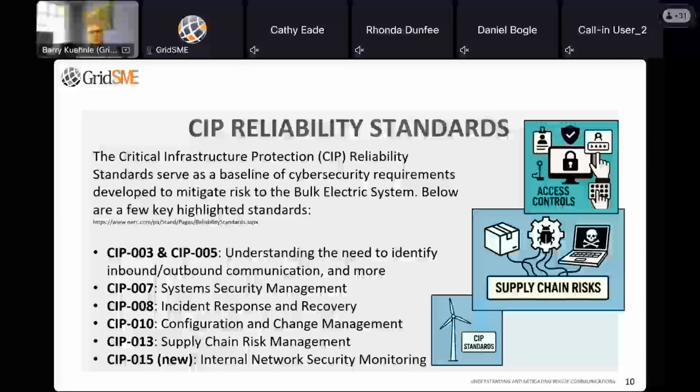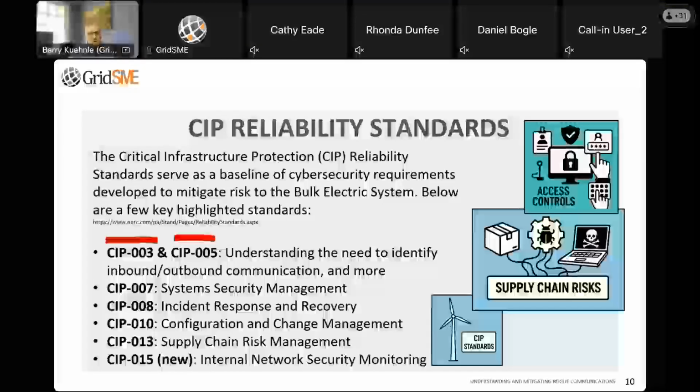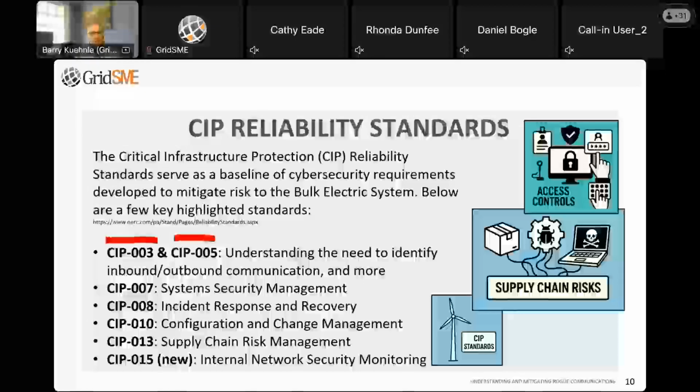Both of these controls require you to monitor inbound and outbound communications. CIP 3 is for your low impact. CIP 5 is for your medium and high. And for you folks who may not have a good understanding of what the CIP standards are, low impact are those systems in the bulk power system that if they're rendered inoperable, they don't have a major impact to the grid, right? So they're less of a risk to the grid individually, whereas in CIP 5, it's medium and high impact, and if those devices are impacted, it may have a detrimental effect to the grid.